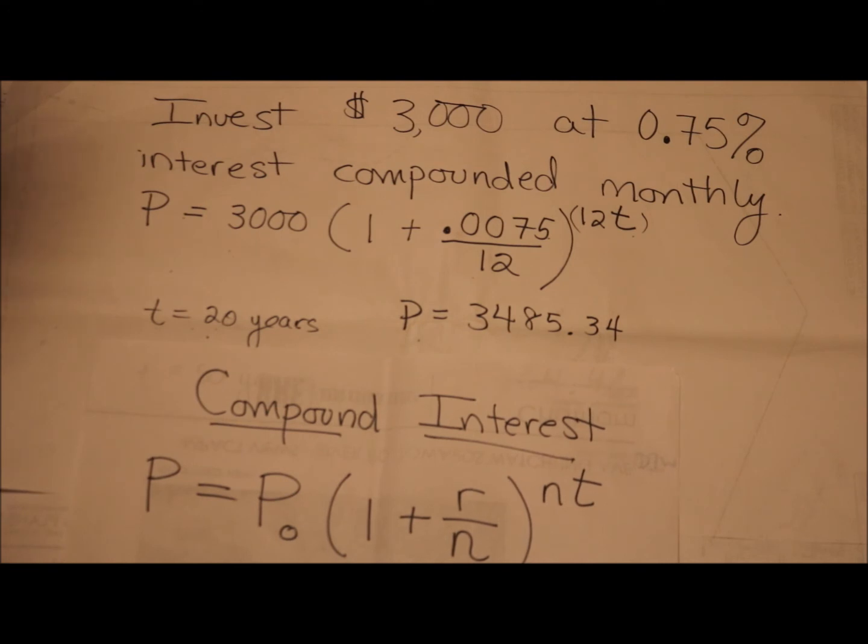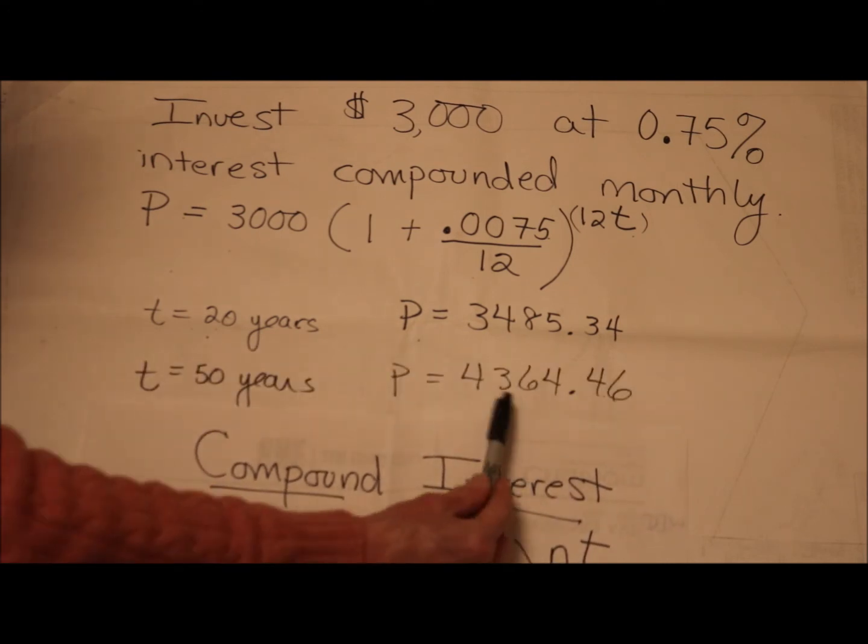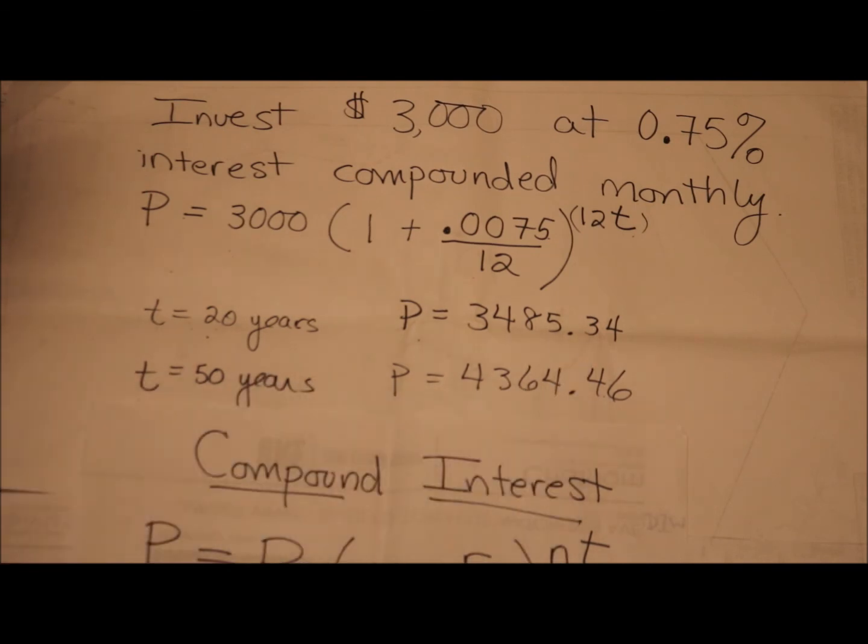All right, how much money would we have after 50 years? I got $4,364.46. Put this in your calculator and see if you get the same thing. All right, so that's compound interest.